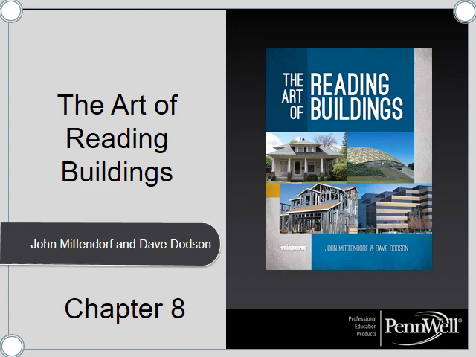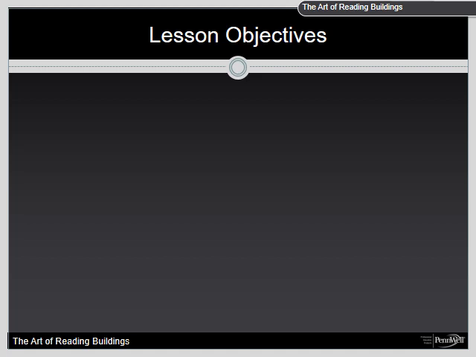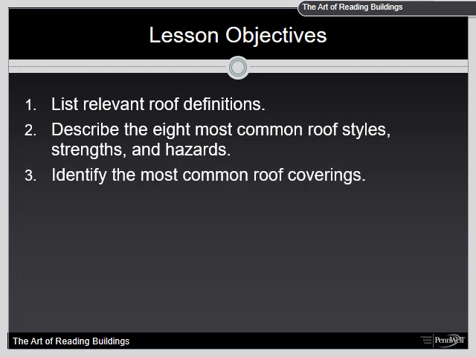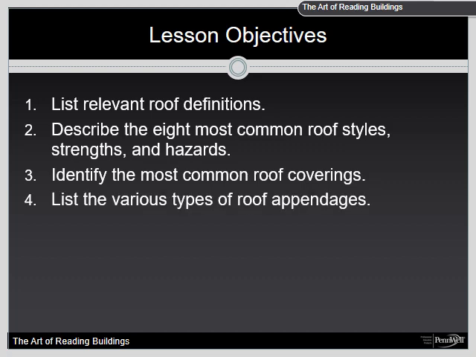Chapter 8, Reading Roofs. Our lesson objectives: list relevant roof definitions, describe the 8 most common roof styles, strengths, and hazards, identify the most common roof coverings, and list the various types of roof appendages.